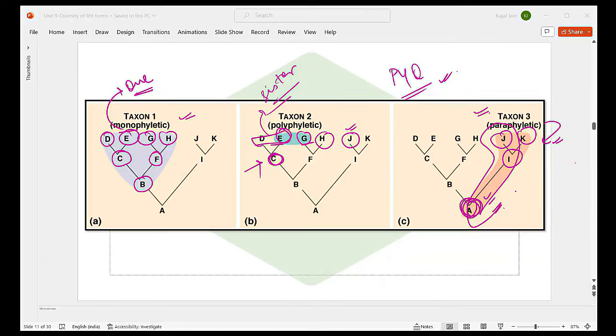Very, very easy. Remember this pictorial representation. You will never forget it. Go through this, everyone. Very simple. Just check whether it's clear or not. Then I'll proceed.